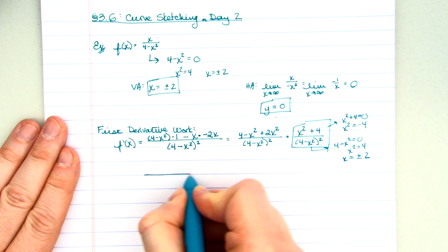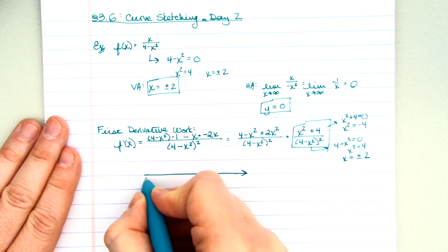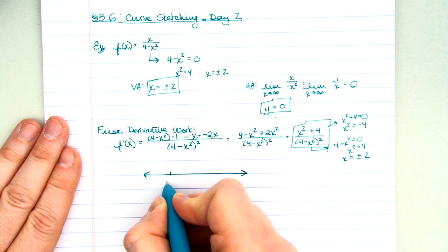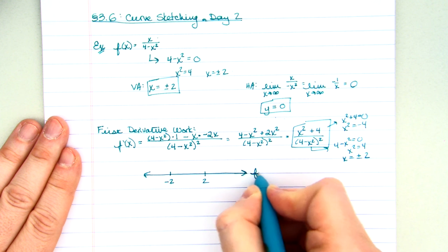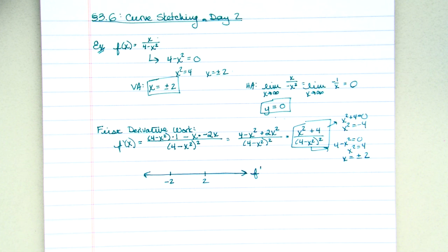I'm going to go make my number line. Negative 2, positive 2. I'm going to label this f prime. Actually, I think you can handle plugging in. Take a moment, go plug in, get your signs.